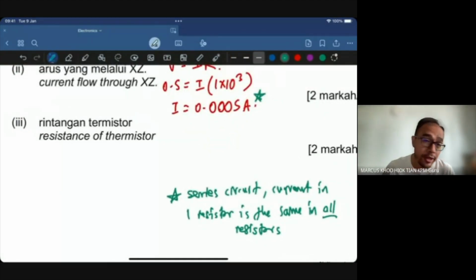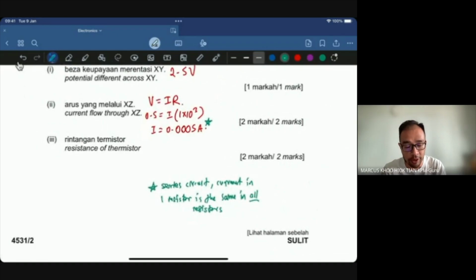In a series circuit, the current in one resistor is the same as in all resistors. So if you calculate the current in one resistor, you have already calculated the current for the whole circuit. When you calculate the current in one resistor, you're actually calculating it for all in a series circuit. Not a parallel circuit. In a parallel circuit, it is the voltage that is the same.